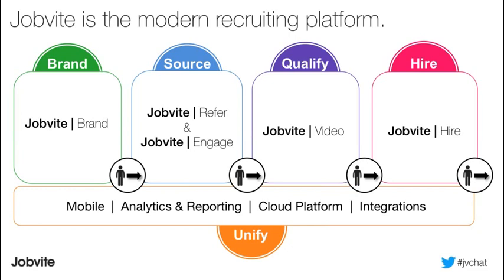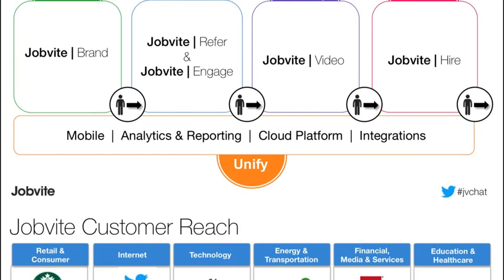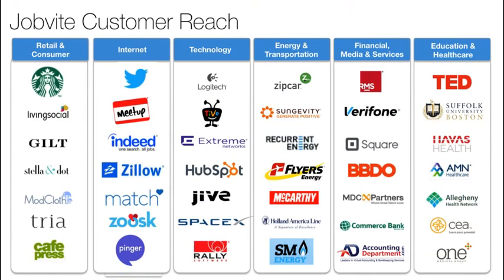Jobvite Refer and Jobvite Engage are your sourcing tools. Jobvite Refer helps you build those great employer referrals, and Engage is your sourcing and CRM platform that we'll get into a little bit today. Jobvite Video is an on-demand video interviewing tool, and Jobvite Hire is our applicant tracking system. Along that, you can see at the bottom we have mobile abilities, analytics, and reporting that just got revamped. They're really strong. Everything is on the cloud, and we have an incredible integration system that integrates to just about every other recruiting or HR system you can think of with an open API.